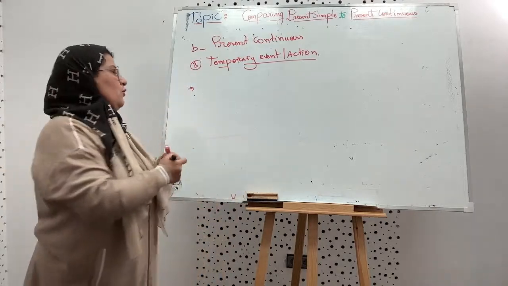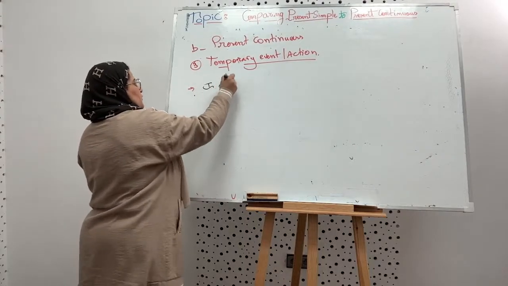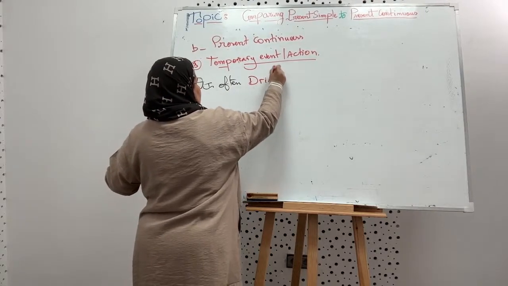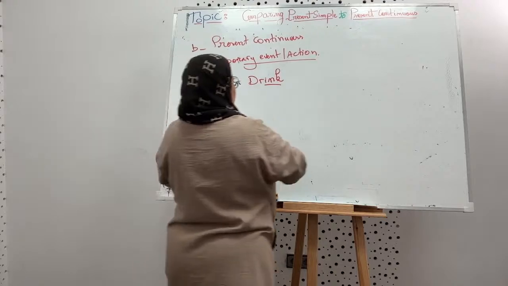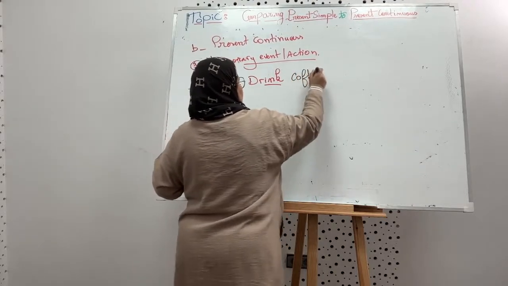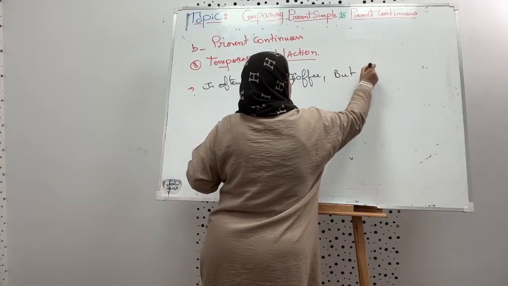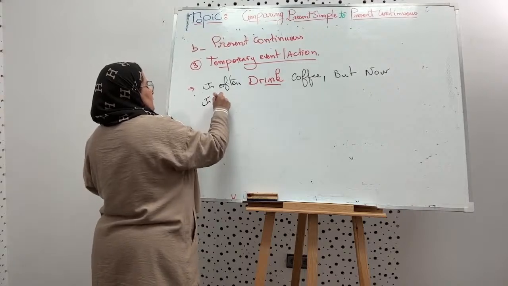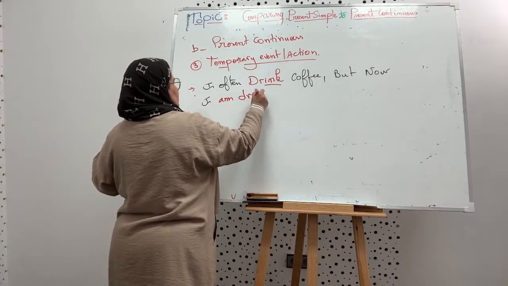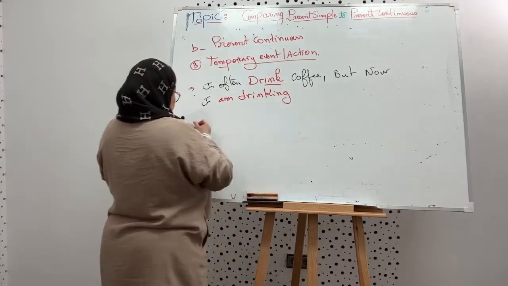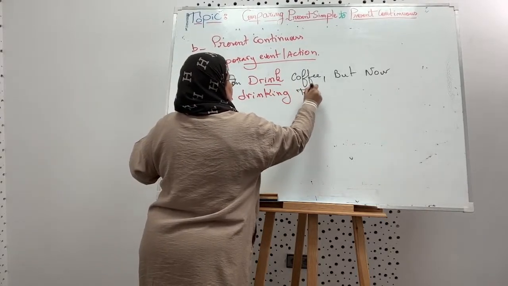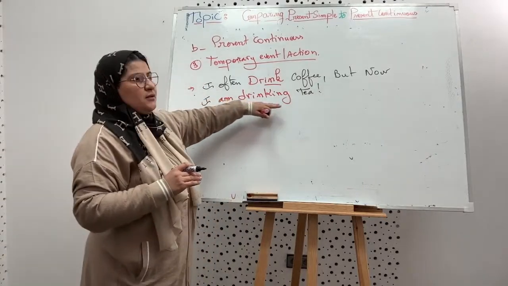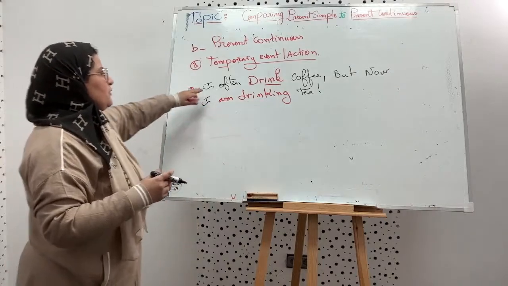Or I often drink coffee. Okay, so I often drink coffee every morning, but now I am drinking tea. So it is a temporary event. Drinking tea is a temporary event. What is usual is drinking coffee.